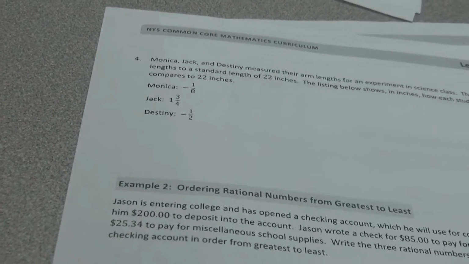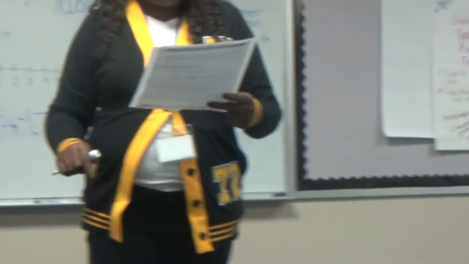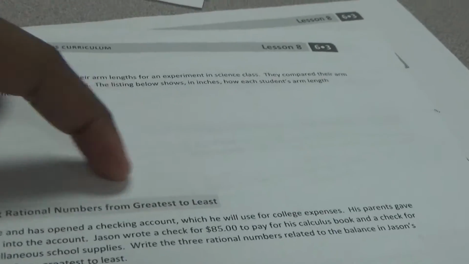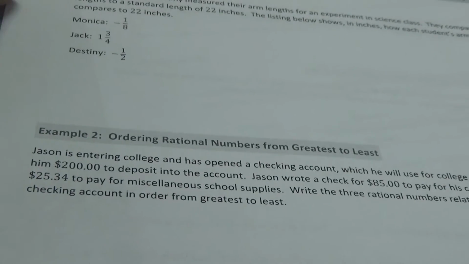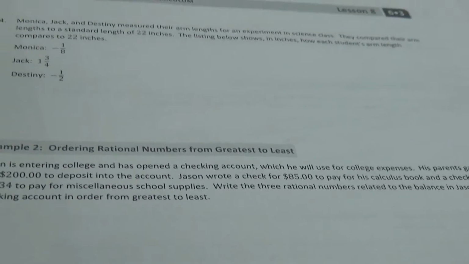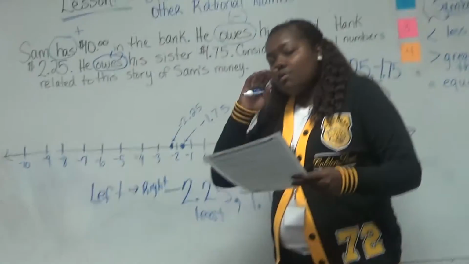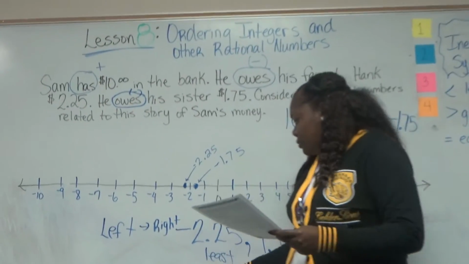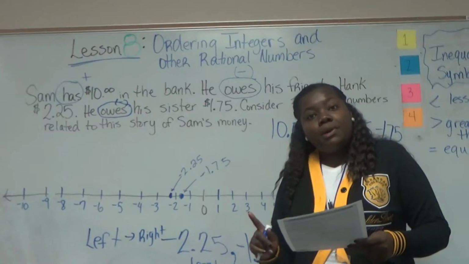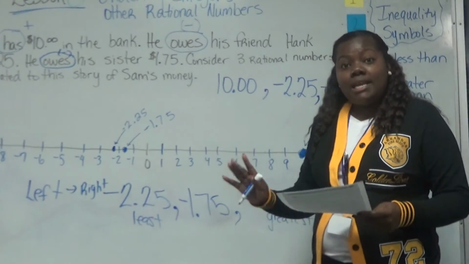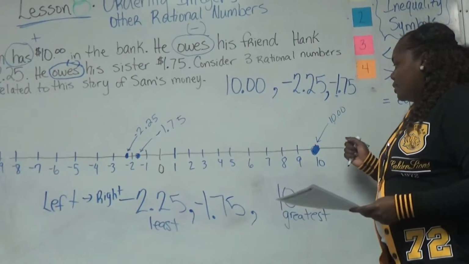On the back side, you'll see example 2. It says ordering rational numbers from greatest to least. So just like we did on the other example, we started pulling them down from the left side to the what? Right side. That's when you want to put them in order from least to greatest. But when you want to put them in order from greatest to least, you start on what side? The right to the left.